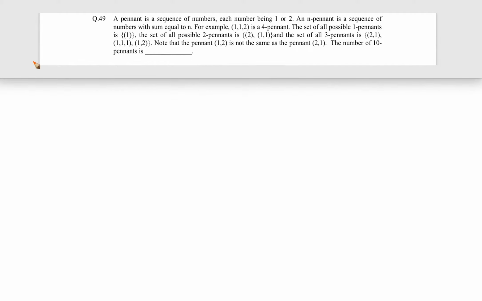Okay, now let's see this question. This question came in GATE 2014 and it came for 2 marks. The question is, a pennant is a sequence of numbers, each number being 1 or 2. So an n pennant is a sequence of numbers with sum equal to n.